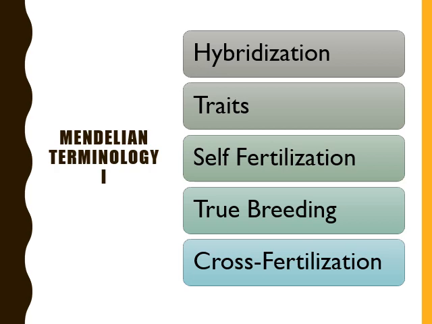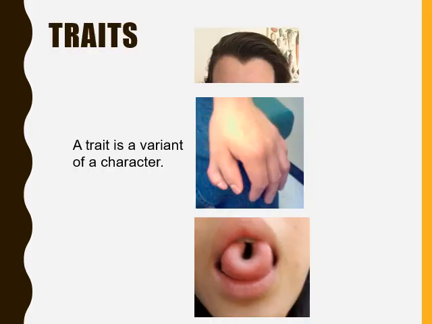I wanted to jump in here months after I originally recorded this to fix this slide. I want to tell you that a trait is a variant of a character. So if you think about it, the character is the broad category, and the trait is the possibilities of that particular character. So character is general, trait is specific. In this case, if we're looking at the trait Widow's Peak at the very top of the screen, I guess the character would be hairline, and the trait would be Widow's Peak or not Widow's Peak.